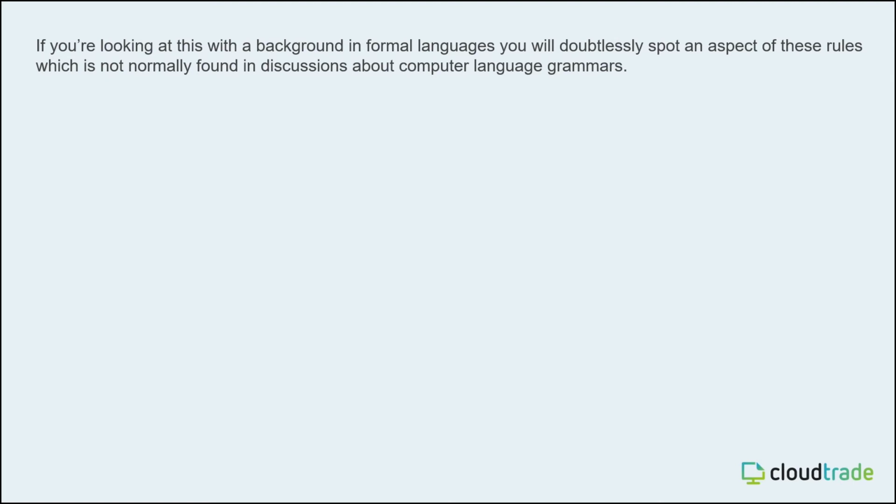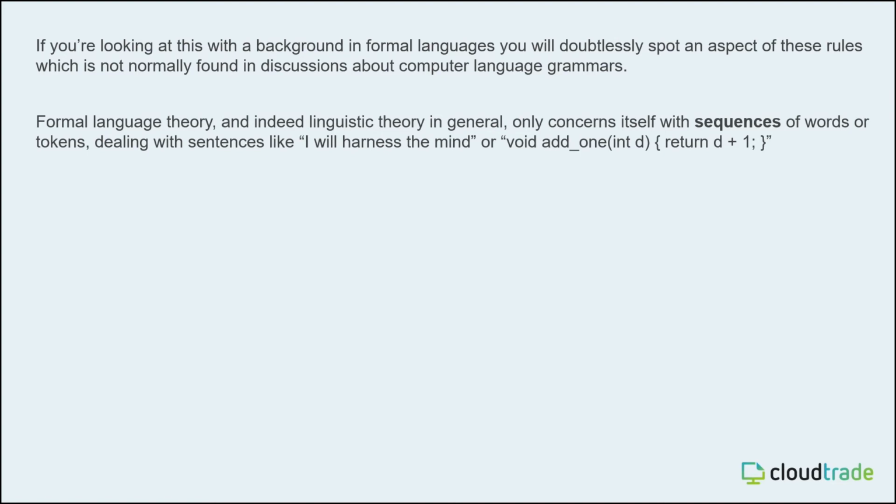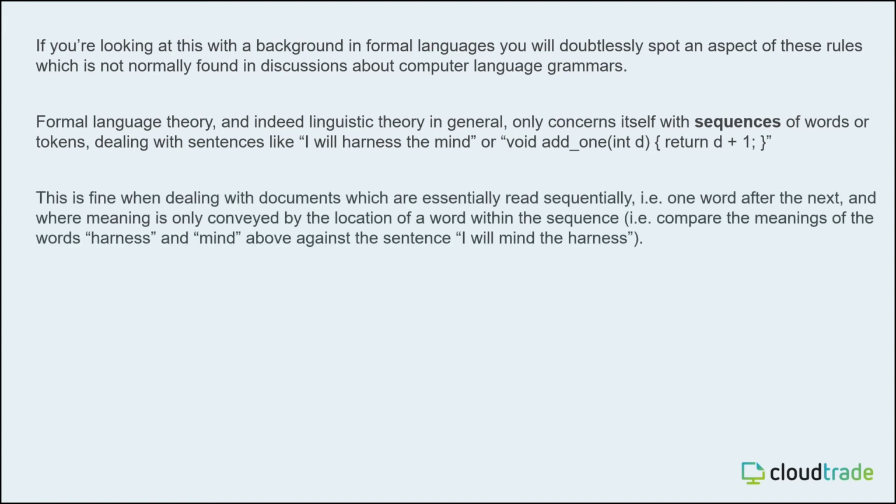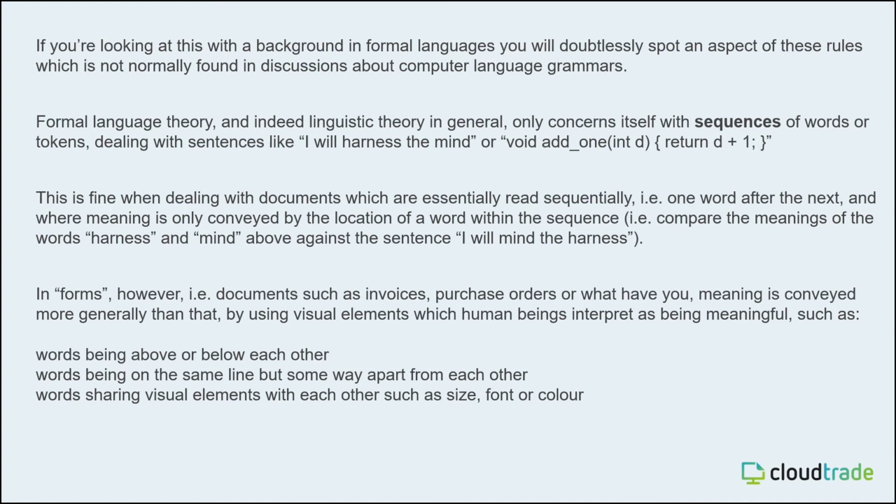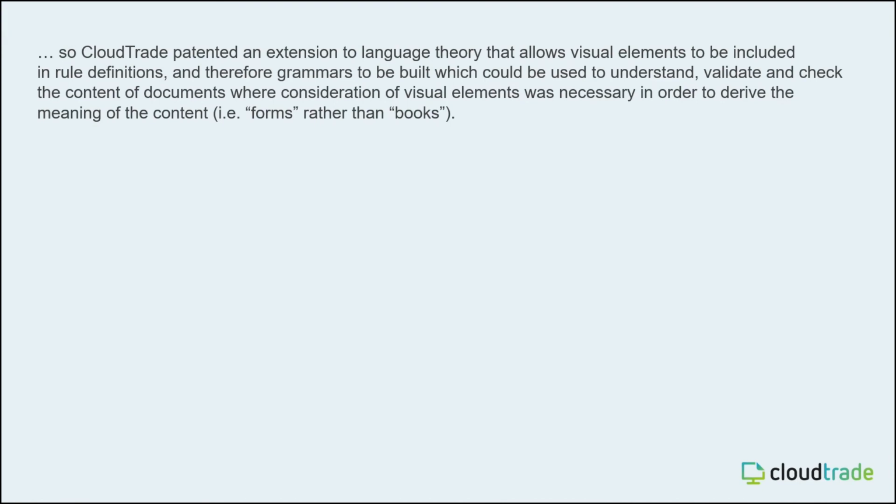You will probably, if you've got a background in formal languages, spot an aspect about this which is not usual in normal grammars, because language theory normally only concerns itself with English sentences. So like the stuff that you're reading now, basically, where the grammar is defined by whether one sentence follows or precedes another, nothing more complicated than that. But when we look at forms, then we have to consider that meaning is carried by other elements in the document, such as words being above or below each other, or on the same line but some way apart, or perhaps sharing a font or a color or something like that. Formal language does not really cater for that sort of thing. So we extended the concept of language theory to allow us to do so.